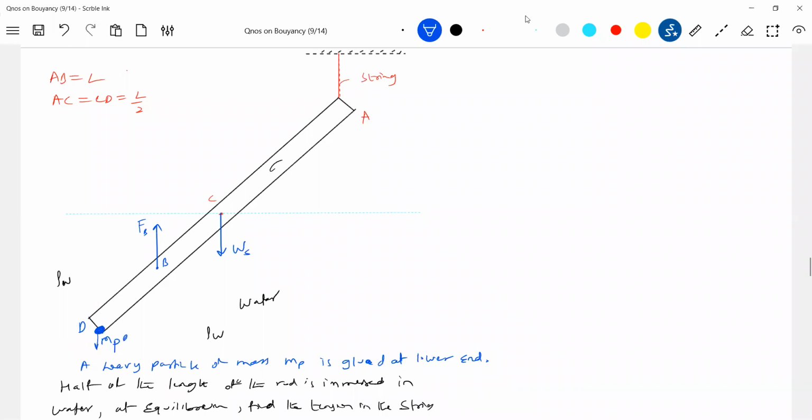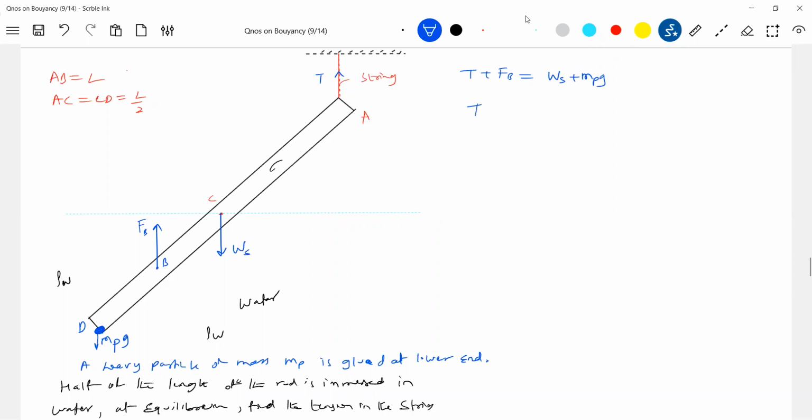Here only let me write. Under the action of this, it is in equilibrium. How will the tension in the string act? It acts like this. So what are the forces that will be acting? T plus FB is equal to WS plus MPG.